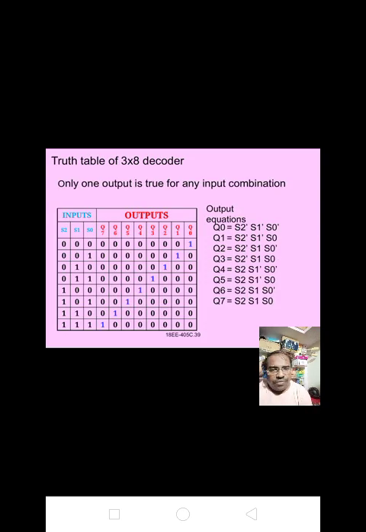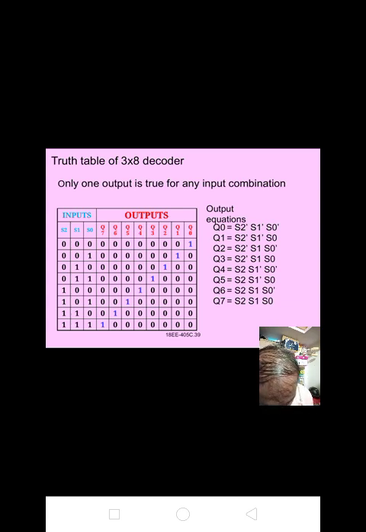Okay, truth table of 3 into 8 decoder. Only one output is true for any input combination. Here inputs are three input variables, that is S2, S1, S0, that is 2 power 3, 8 input combinations are there, that is 0 0 0, 0 0 1, 0 1 0, 0 1 1, 1 0 0, 1 0 1, 1 1 0, 1 1 1.